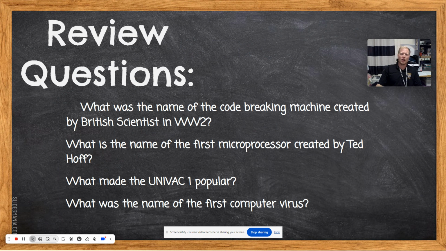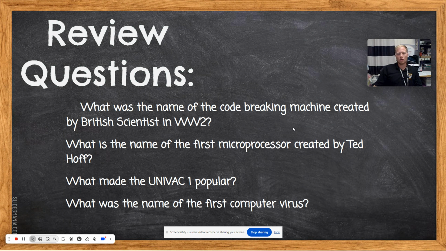All right, now that you've done that, let's go ahead and go over some of our review questions. So what was the name of the code-breaking machine that British scientist Alan Turing created to break code in World War II? That would be the Colossus. What is the name of the first microprocessor that was created by Dr. Ted Hoff? That is the i4004. What made the UNIVAC 1 popular? It predicted the Eisenhower election. Forgot my words there. And what was the name of the first computer virus?